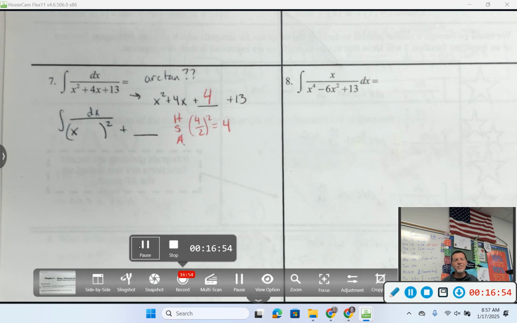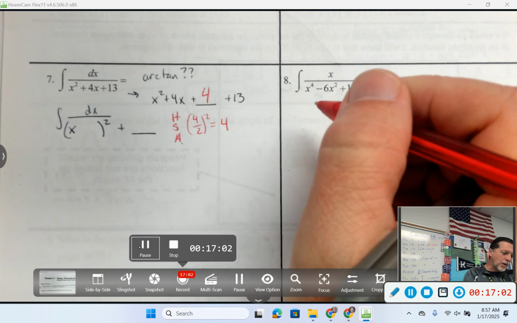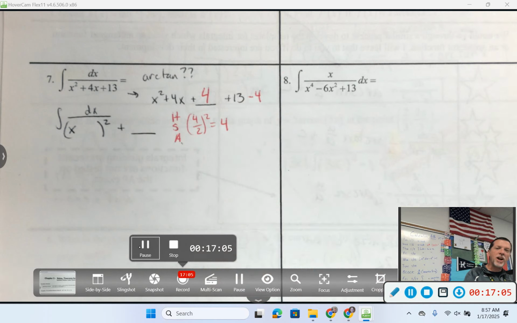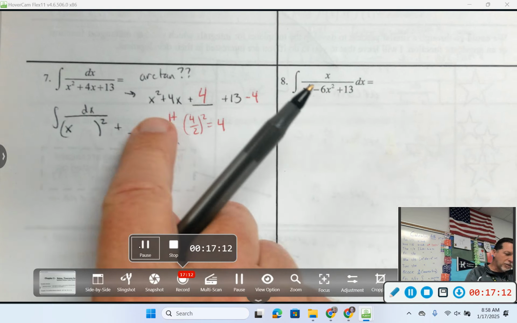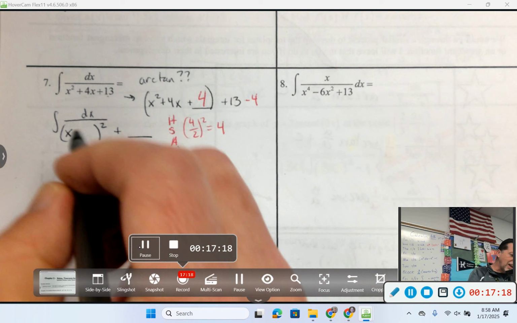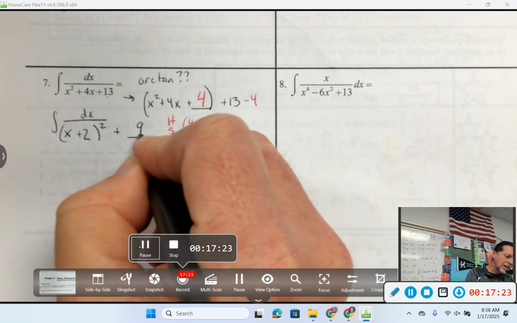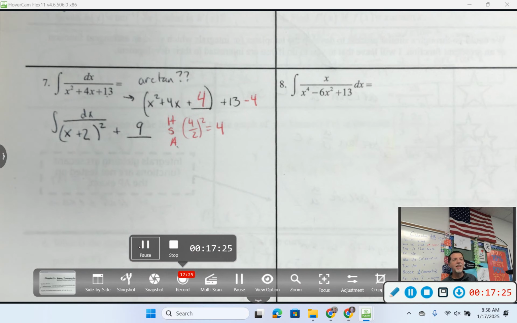Although I need to be careful, I can't just go sticking a plus 4 in there. So I could add it to the other side if it was an equation. Instead, I'm just going to subtract it from the 13. Well, it would just cancel out, but if I added all those, I would get back to this. But I want to group it so that now that's x plus 2 squared plus 9. And now that definitely looks like arctangent.